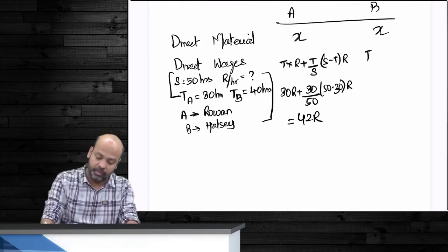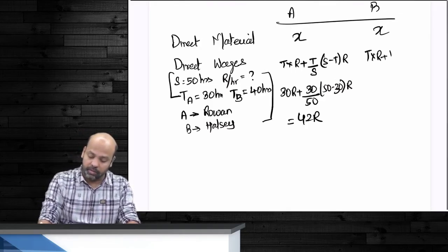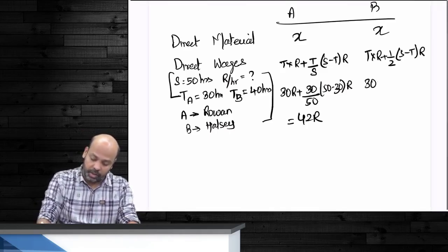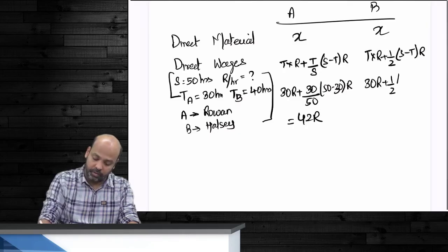For worker B, it will be t into r plus half of time saved into rate per hour. This will be 30r, guys, plus half of. Very good, beta, proud of you for listening.